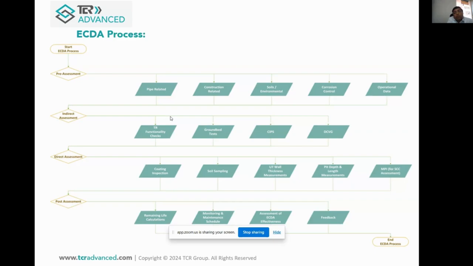Based on those survey results, we can have a direct assessment in the form of coating inspections. We can have soil sampling for chemical analysis. We can do UT wall thickness measurements. We can even identify the pit depth, and we can have the corrosion rate measurements. Based on that, we can do post-assessment remaining life calculations. Then we can have a better monitoring and maintenance schedule. We can also have a better shutdown prevention schedule, in terms of improving the reliability and longevity of the pipeline.